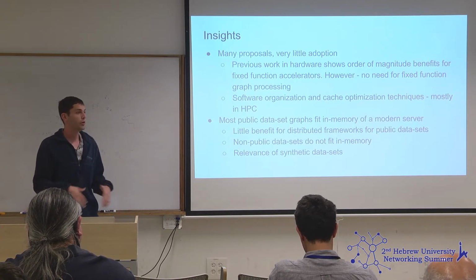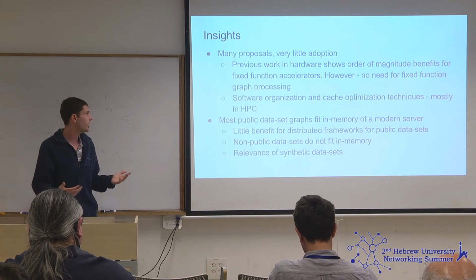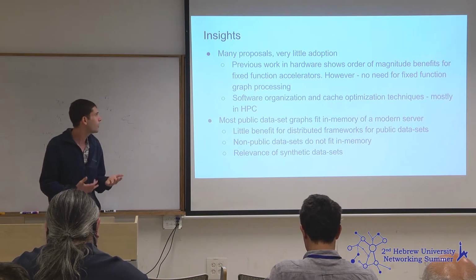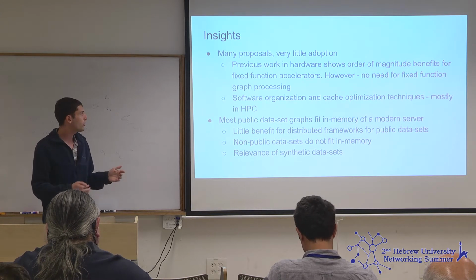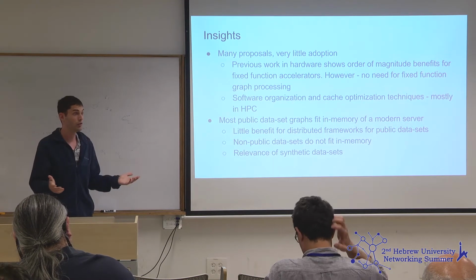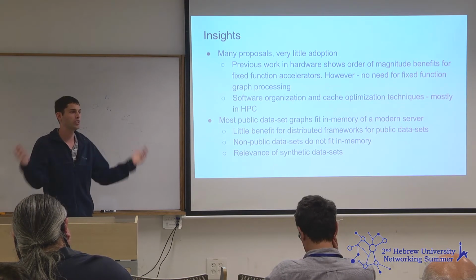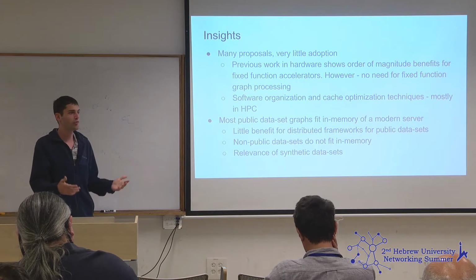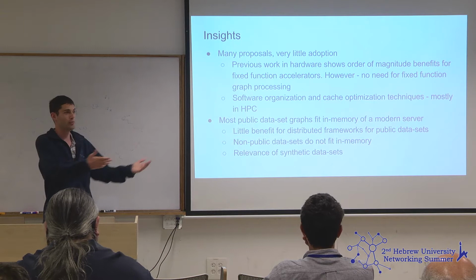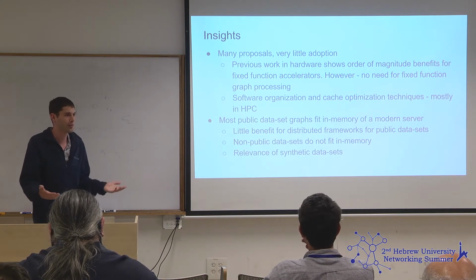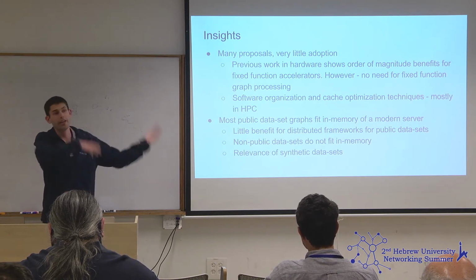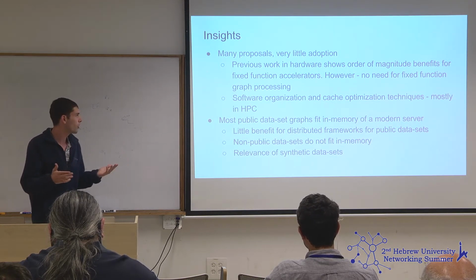So some of the insights when you look at all this previous work and all these challenges is that there are really a lot of proposals, but very little adoption when you look at the market. So when you look at previous work in the world of fixed function accelerators, they show an order of magnitude of improvement. But when you talk with application people or system people about graph processing, they say, what can we do with one fixed function? So you can do a BFS really fast. What can I do with this? I usually need to do something while I do a BFS. I usually need to do a PageRank and some community detection. I need to do something more complex.